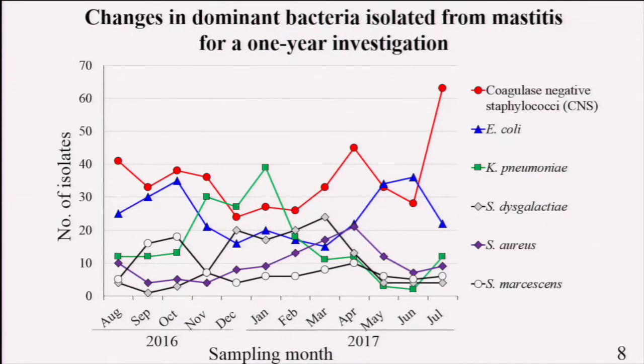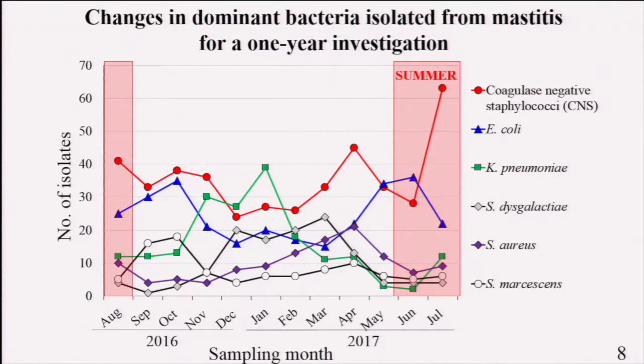And this is the report of the dominant bacteria isolated from mastitis over 1 year of investigation. As we know, most of the E. coli and the coagulase-negative Staphylococcus group increased in the summer due to the effect of the seasons.